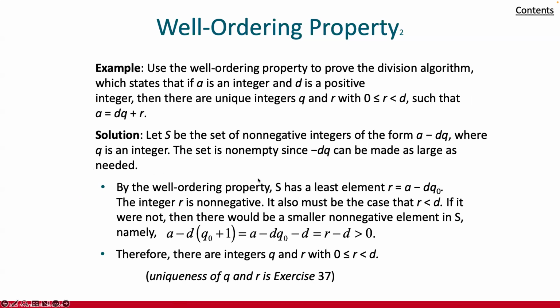In an example, I won't go through the solution. Use the well-ordering property to prove the division algorithm, which states that if a is an integer and d is a positive integer, there are unique integers q and r with 0 less than or equal to r less than d, such that a is equal to dq plus r. Here's a solution that you can revert to, and you can also go to exercise 37 to think about that further.